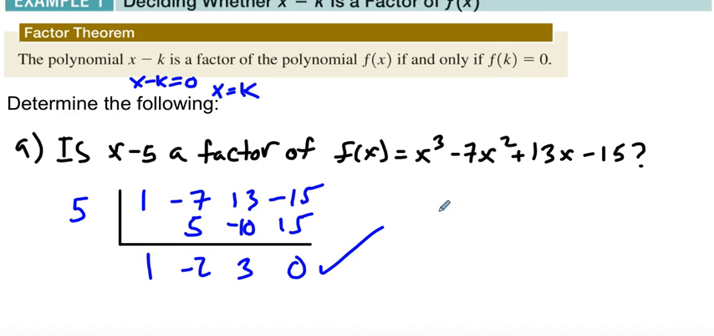Bing! Yes! So right here, the remainder was 0. So if we get a remainder of 0, we say yes, x minus 5 is a factor. Okay?